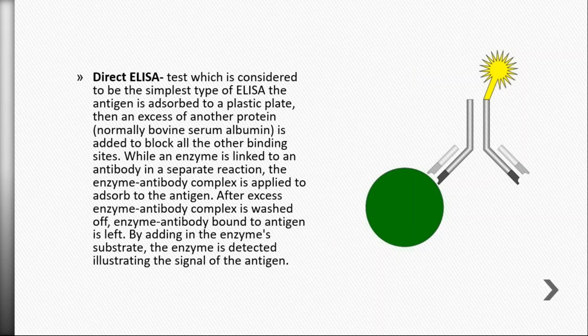So in direct ELISA, you have an antibody, and the antibody is tagged with an enzyme. When the analyte binds to the antibody, if you add the substrate, you get a color and it says it is positive, exactly what you saw in the lateral flow strip.